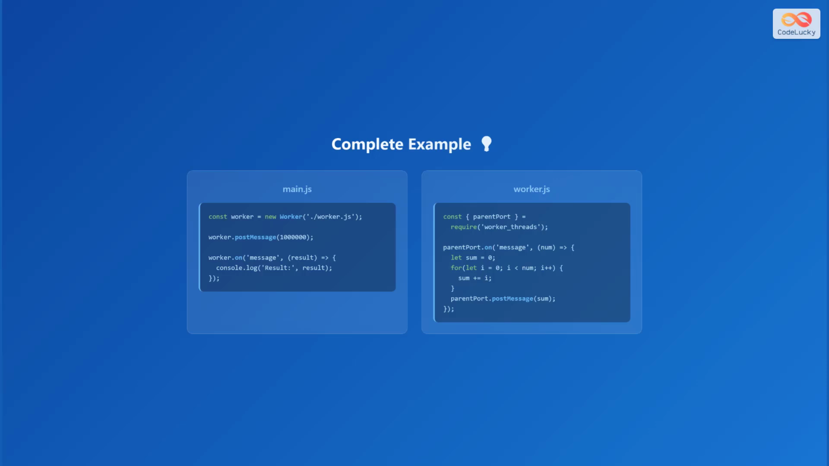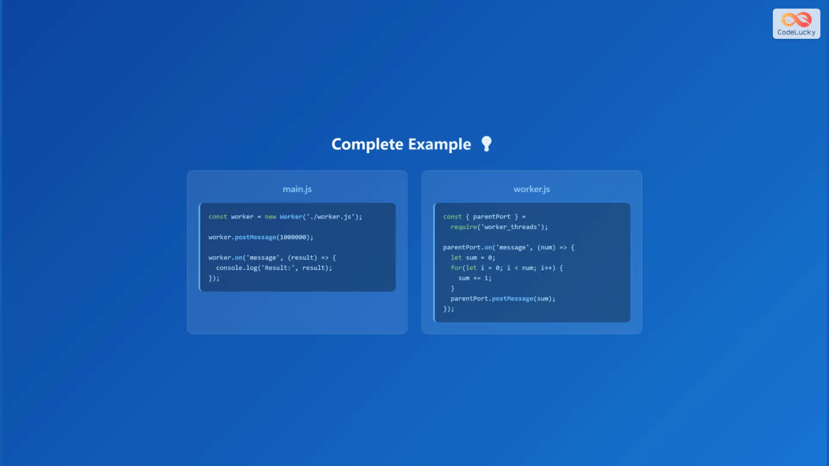Here is a complete example. On the left is main.js. The first line creates a new worker, passing the path to the worker JavaScript file. The second line sends the number 1,000,000 to the worker. The third line listens for messages from the worker. When a message is received, the result is logged to the console.